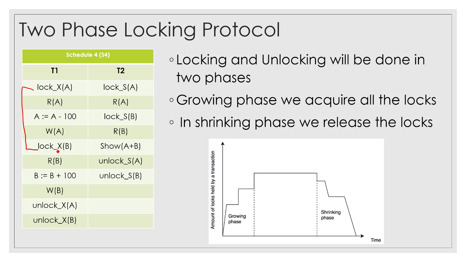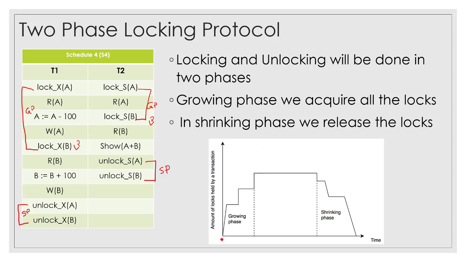Now my shrinking phase will be these two instructions. Similarly, for transaction 2, my growing phase will be this part of the transaction, and my shrinking phase will be this part. So this is my growing phase and this is my shrinking phase for transaction 1, and for transaction 2, this is my growing phase and this is my shrinking phase. The point where we acquire the last lock is called the locking point. So this is the locking point of transaction 1 and this is the locking point of transaction 2.